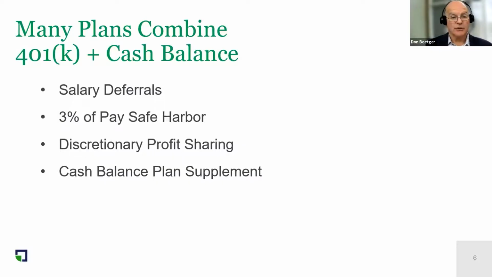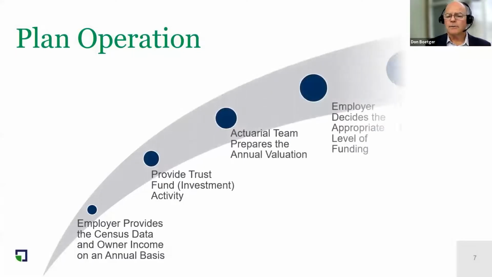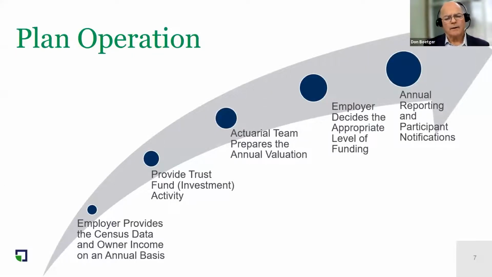So what do you have to do each year? On the next slide, there's a few things. One, you have to provide us the census data. The census data is given to us with date of birth, date of hire, date of termination, salaries, etc. I'm going to go through each one of these in a little more detail because I have a slide for each. Then we need to know the trust fund activity, your investment account.